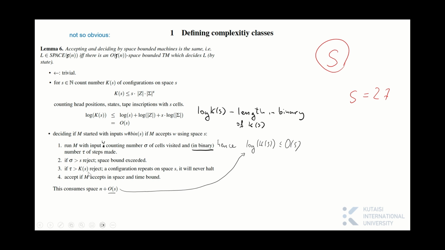So okay, let's first look at how much space this thing consumes. It consumes space n because it has to read w, and then it also has, since log of ks is less or equal to O(s) by this guy here, writing down ks. Sigma will never be bigger than s, because as soon as sigma is bigger than s, I reject. But the size of writing down ks is also O(s), and binary s is also log of s. So at most, I will use n for input and O(s) to write down ks. So this whole thing uses n plus O(s) space.